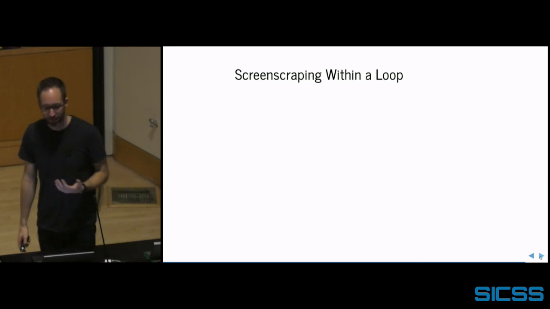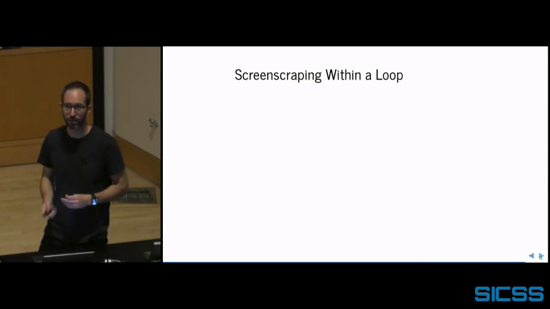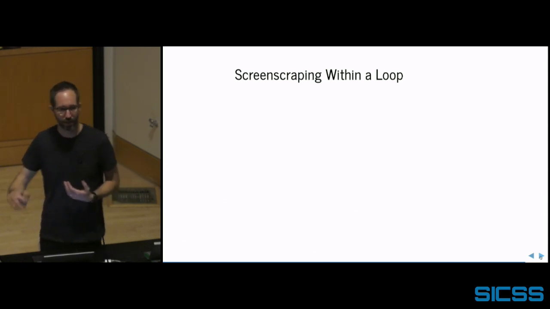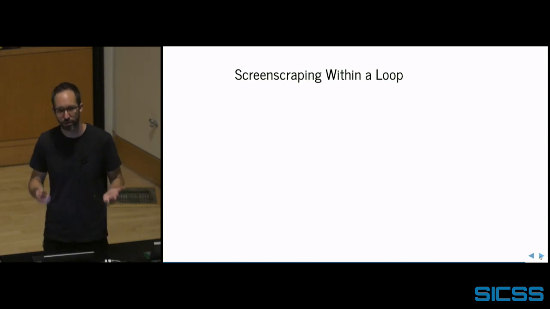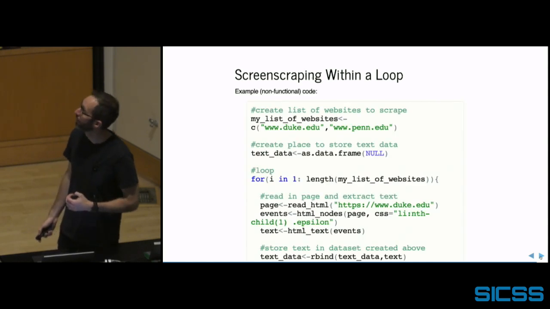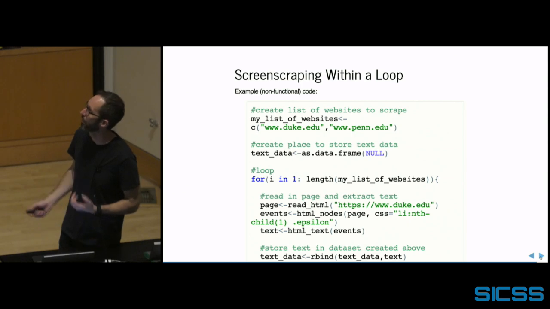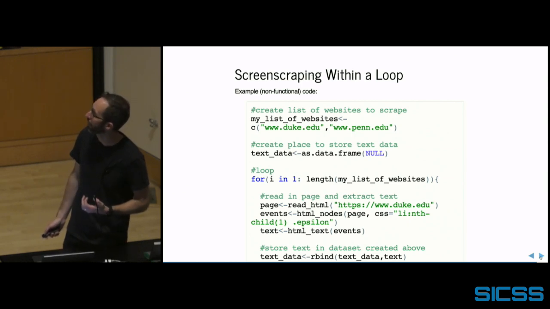Now, quite obviously, if you're using screen scraping, you're doing it because you want to somehow iterate this process, do it again and again and again. And so you likely want to create some type of loop if you're doing this. Here's a template example of what some screen scraping might look like.